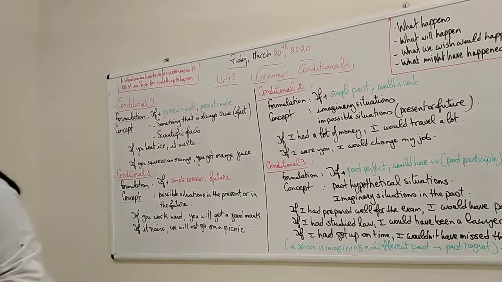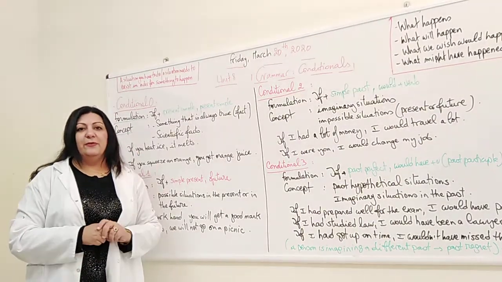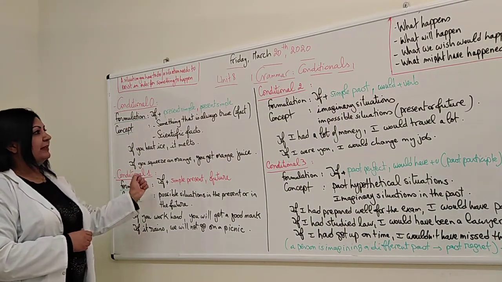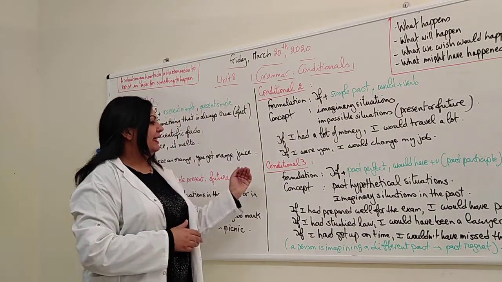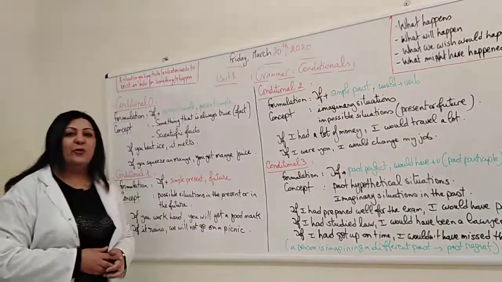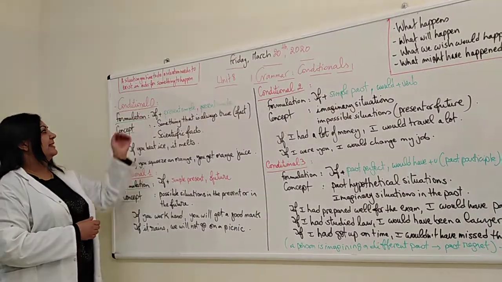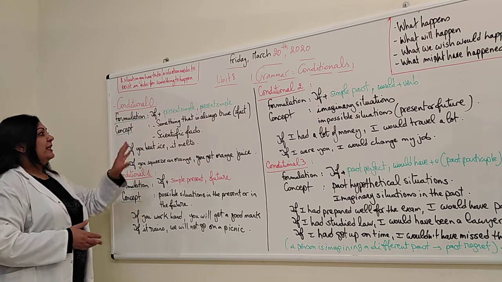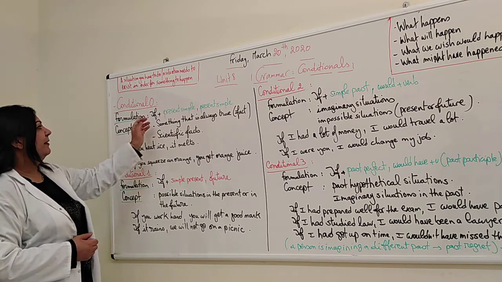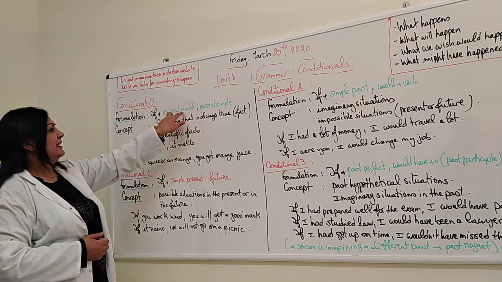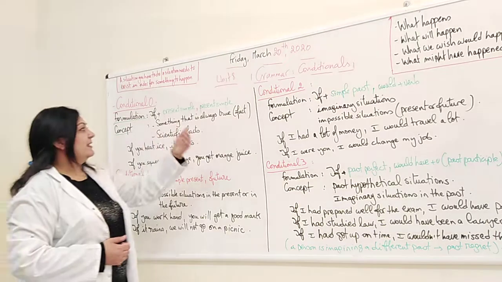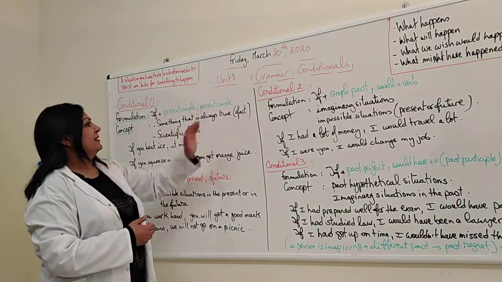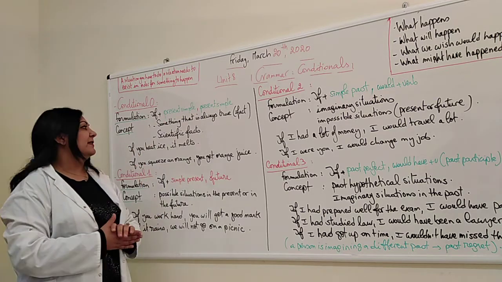So in English, we have 4 types of conditionals: conditional 0, conditional type 1, conditional type 2, and conditional type 3. Let's start with conditional 0. What's the structure, the form of conditional type 0? In the if clause, you have if plus subject plus present simple. And in the second clause, we have present simple, which means present simple in the 2 clauses.